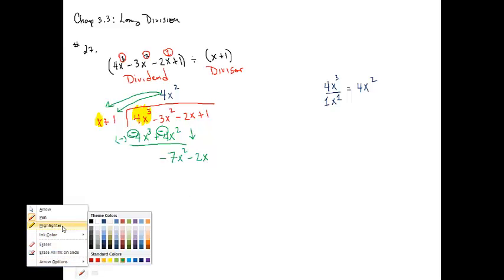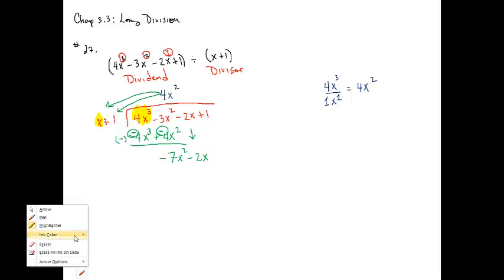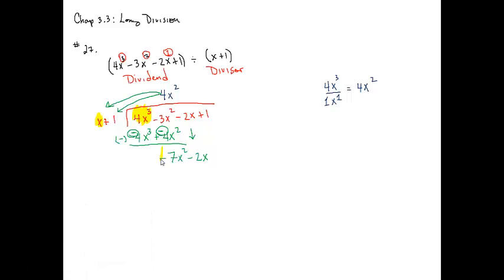Okay? And then you drop down the next term, which is minus 2x. And you do the same thing all over again. So now, the first term is negative 7x squared divided by x. Still divide out the coefficients, so I still get negative 7. Keep the base. 2 minus 1 is 1, so I get negative 7x. So I have minus 7x.